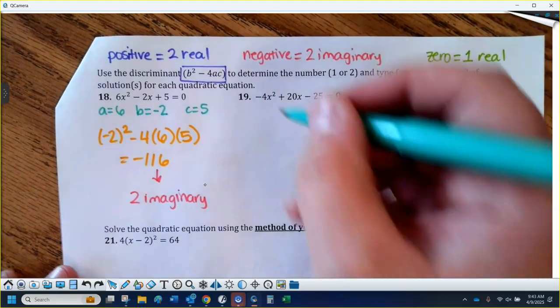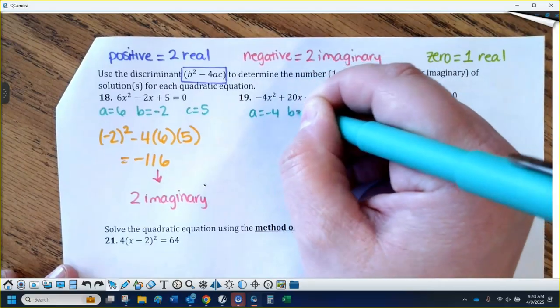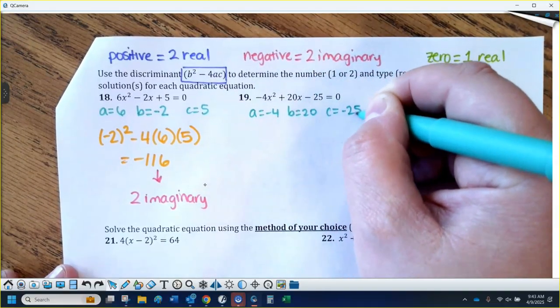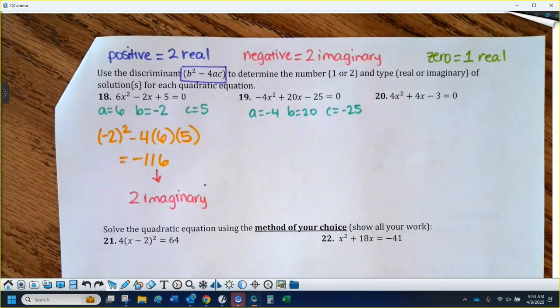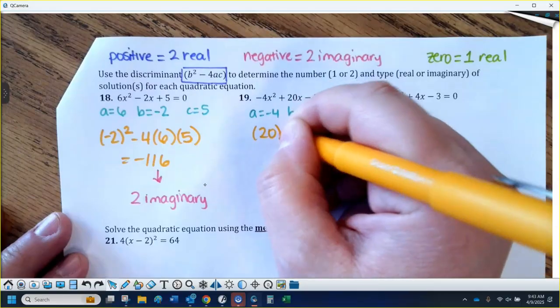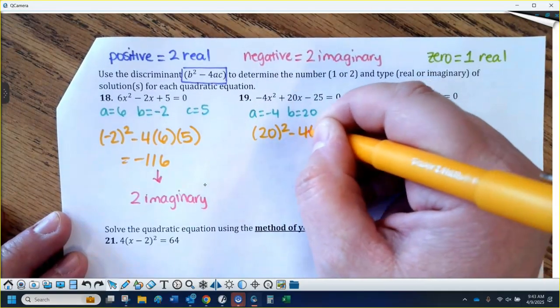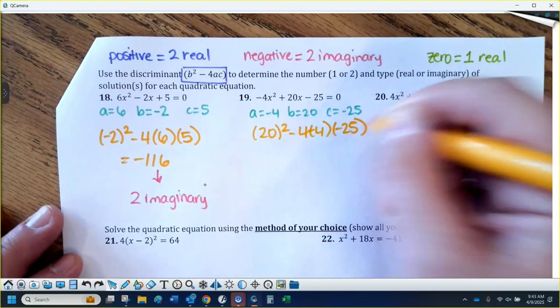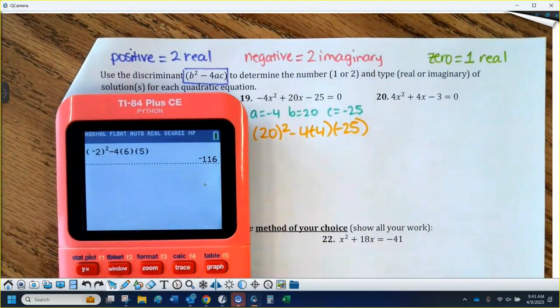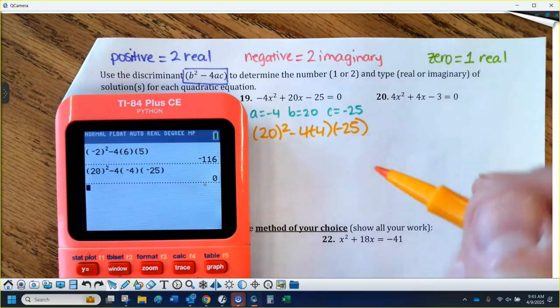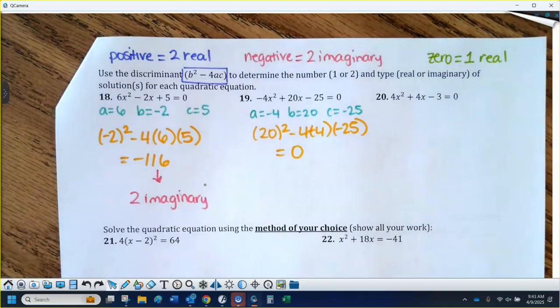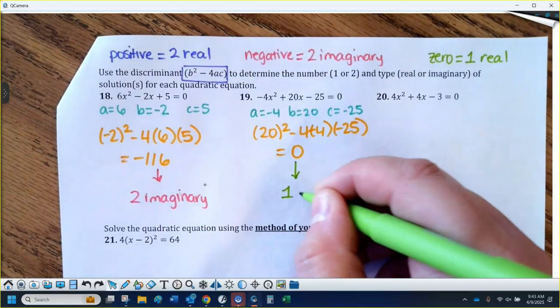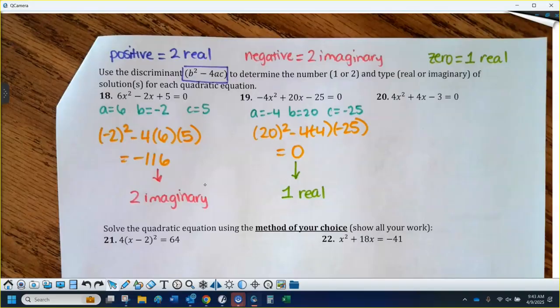If we look at the second problem, A is -4, B is 20, and C is -25. So I'm just plugging it into b squared minus 4ac. We're going to do 20 squared, minus 4 times -4 times -25. All right, just grab your calculator. 20, we're going to square it, minus 4 times -4 times -25. And I actually got 0. So that falls into that last category I wrote across the top. If you get a 0 as your discriminant, you're going to have one real solution.